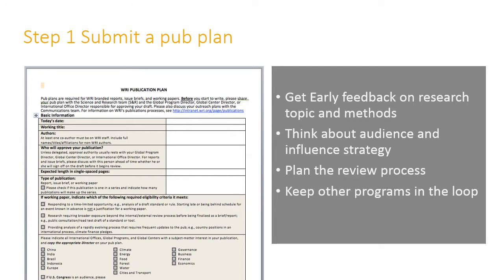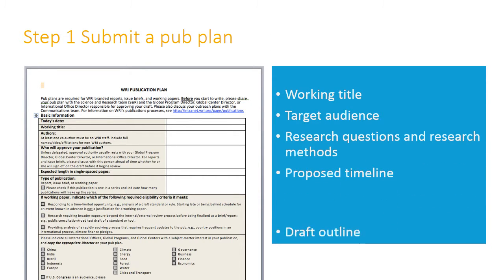In the pub plan, we will ask you to provide some basic information on the product, including the proposed title of your paper, the type of publication you plan to use, your intended target audience, the research questions you plan to answer and research methods you plan to use, when you expect the product to be ready for internal review, and your intended release date. We will also ask for a draft outline at this stage. Keep in mind that the pub plan is a living document and you can always go back and update it. It's designed to guide, not restrict, your research process.